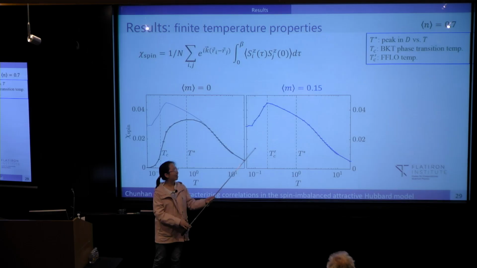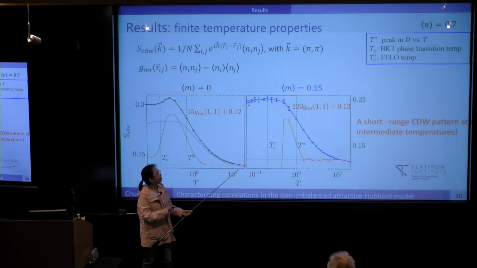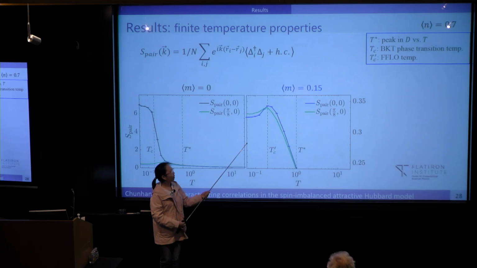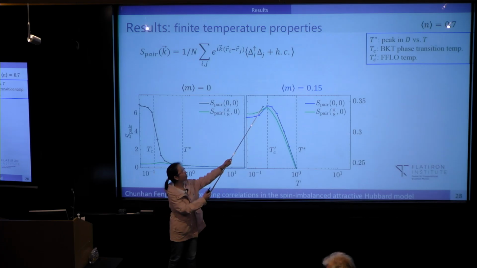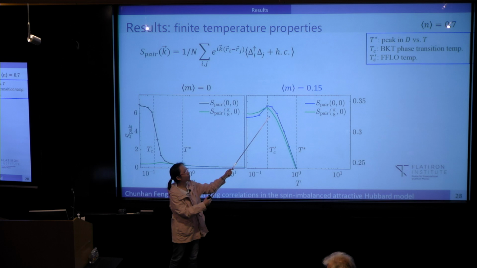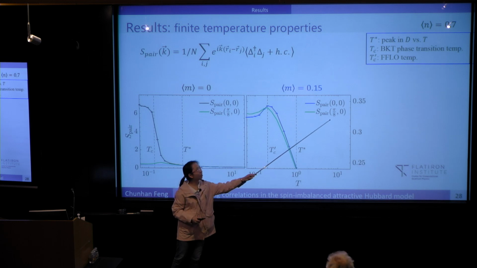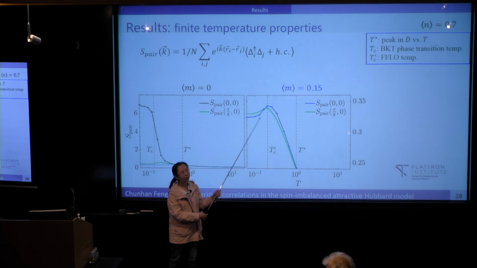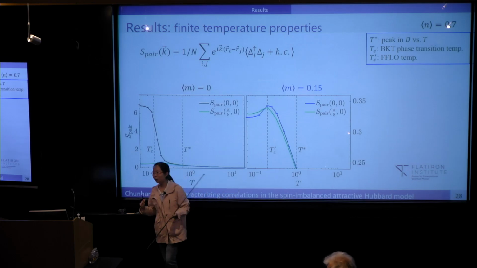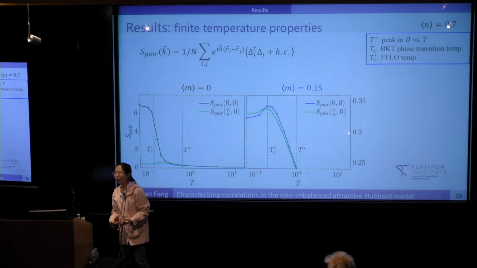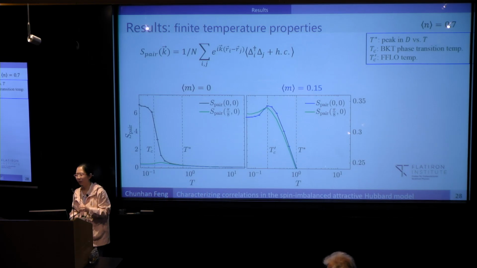So basically, this is just the temperature below which we can see a formation of pairs with finite momentum. It's the temperature where we can see the pair structure factor at other k points grows larger than the pair structure factor at k equal to (0, 0). But I'm not quite sure whether we will call it a critical temperature. So that's probably the reason.